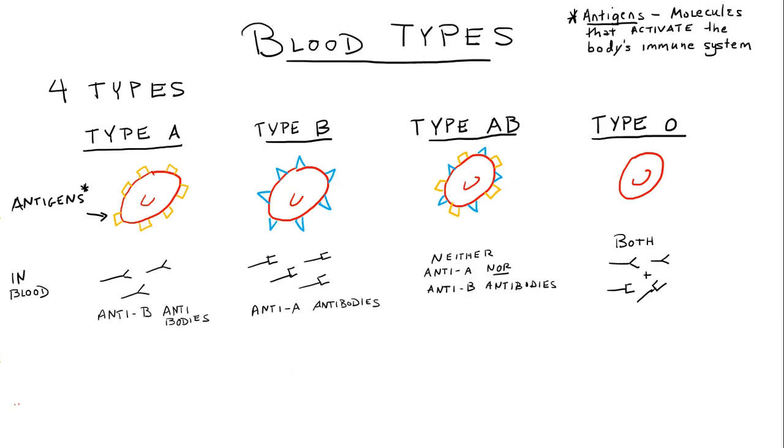Because a person with type AB blood does not have antibodies to either of the antigens, it's called the universal recipient, meaning in a transfusion it could take any of the other blood types in an emergency situation. A person with type O blood can only receive type O blood, but because its cells do not have antigens, it is often called the universal donor.